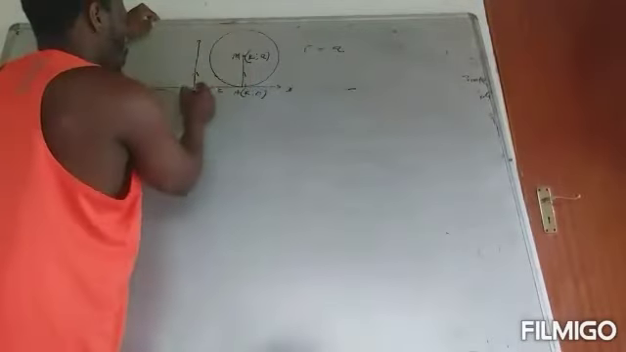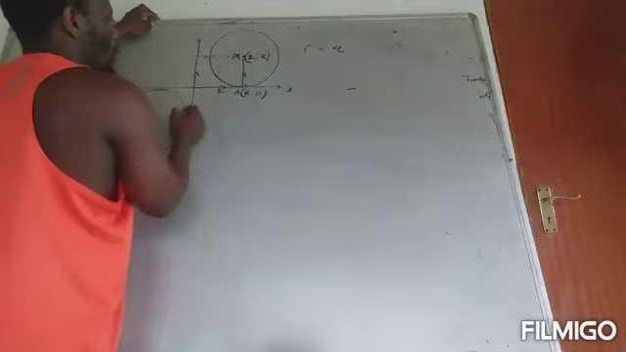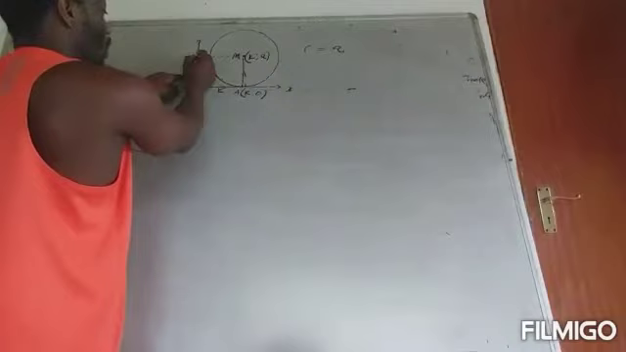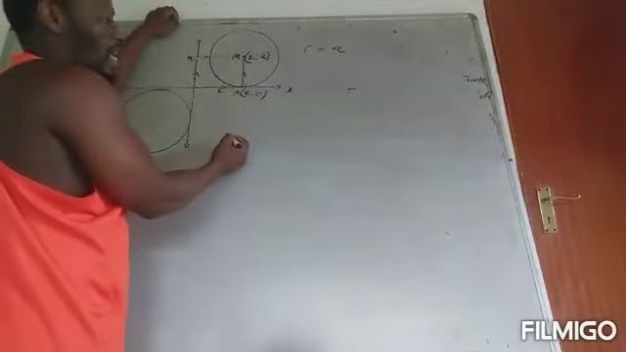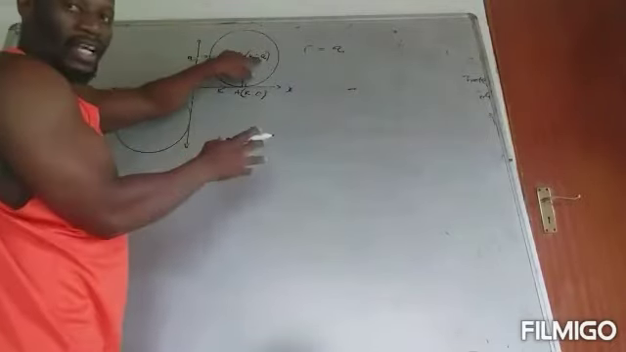This one is parallel to this line, so from here to here is a units. From here to here, obviously, is a units. So the y coordinate of the center is equal to the radius of the circle.